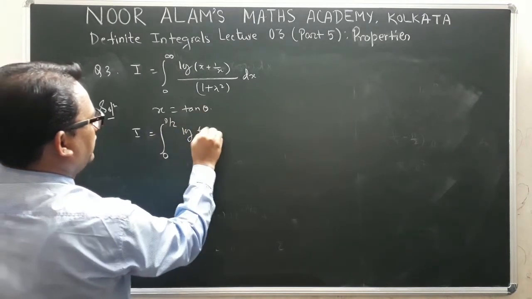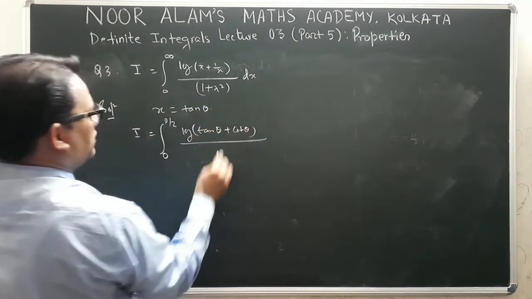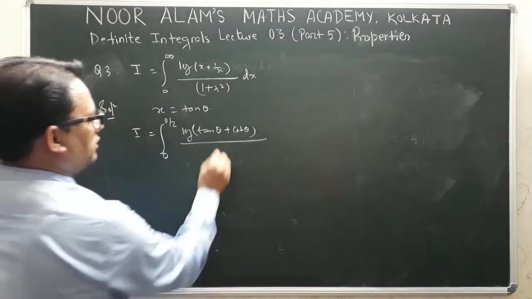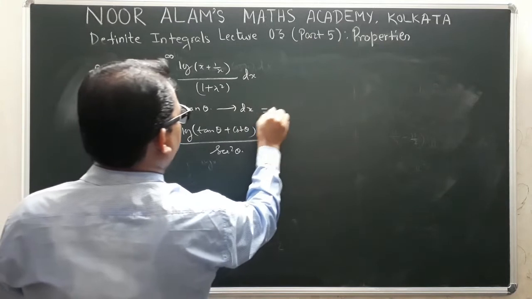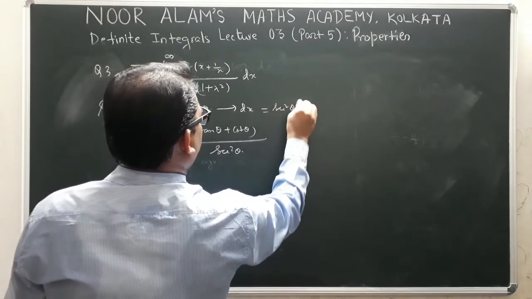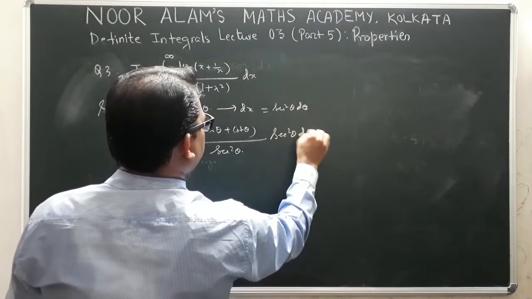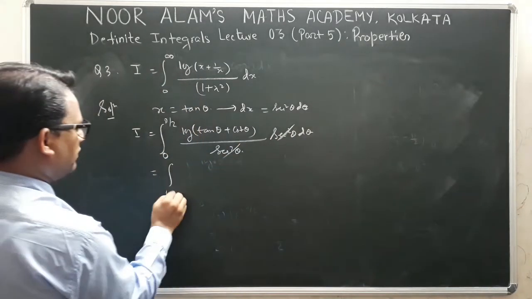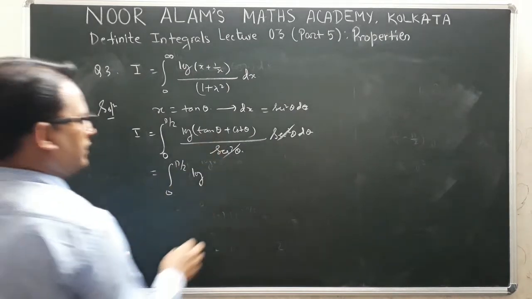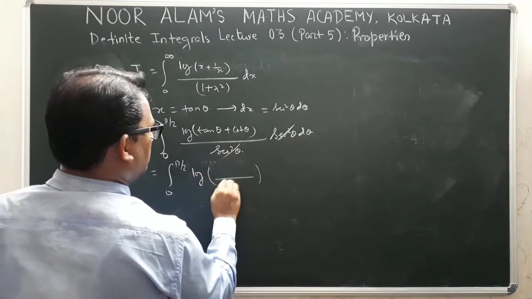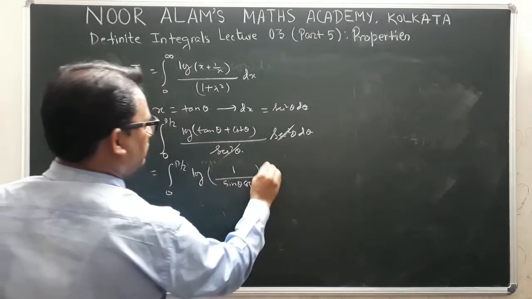So here we get tan of theta plus cot of theta. Now 1 plus x square is nothing but 1 plus tan square theta, which is equal to sec square theta, and from here you get the derivative. So dx will be sec square theta d theta. As a result, sec square theta cancels out. So you have 0 to pi by 2. Now if you do the simplification, tan can be written as sin by cos, cot can be written as cos by sin. So LCM is sin theta cos theta. In the numerator you get sin square theta plus cos square theta, which is 1.